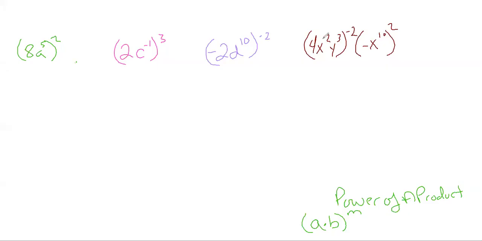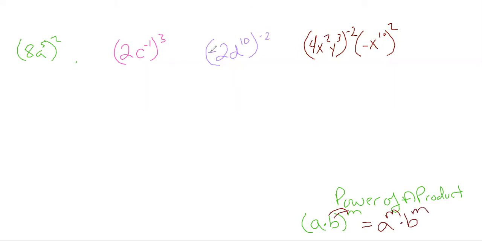Here we go. Power of a product. And all that says is that if I'm multiplying A times B and I've got two values and both of them have an exponent, we can simply take that exponent and distribute it to both of those in the parentheses and just say A to the M times B to the M. And that's what you're going to see in these following examples.